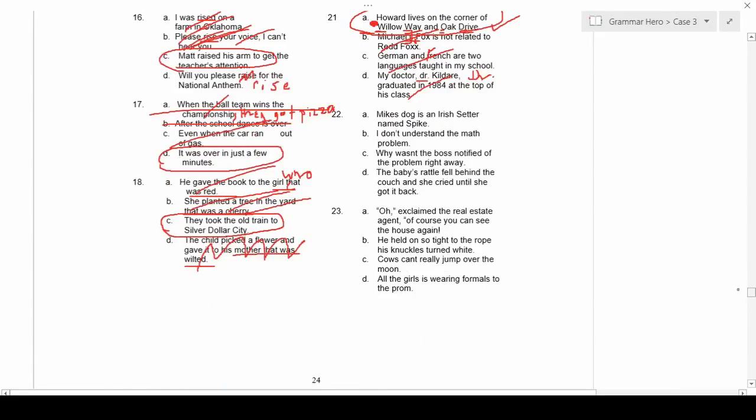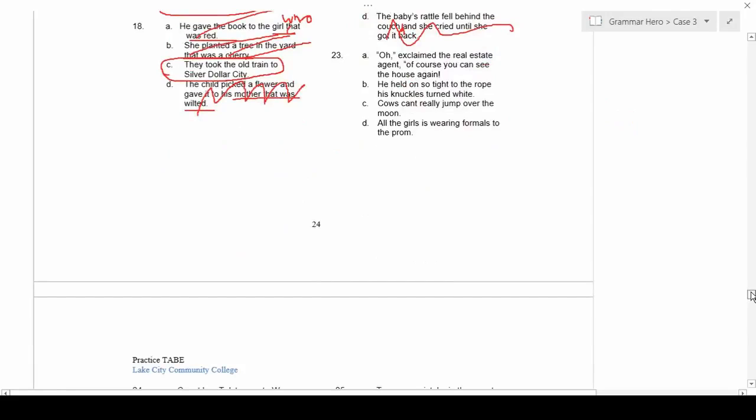Number 22. "Mike's dog." Well, Mike's dog should be written like that, so we can go ahead and eliminate it. "I don't understand the math problem." I like this one, so I'm going to earmark it and look at the other ones. "Why wasn't?" Oh, wasn't right there is missing an apostrophe. Cross it out. "The baby's rattle fell behind the couch." Need a comma, two independent clauses, so we're going to go with B. Okay, number 23.